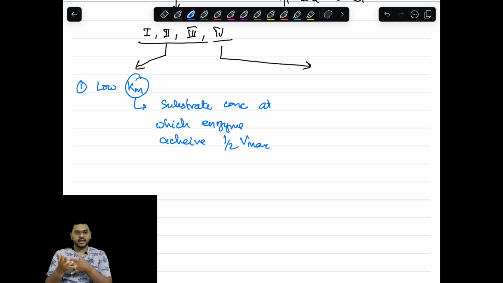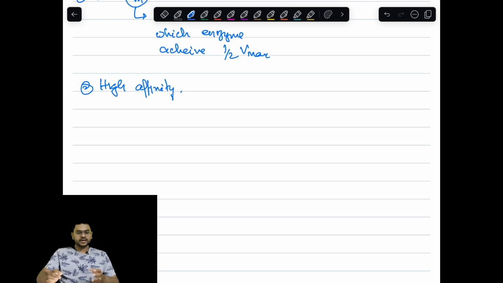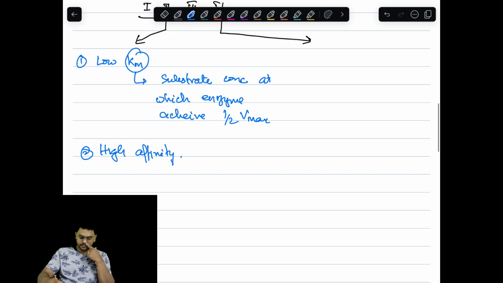And if something has a high Km, that means for it to exhibit maximum activity, it needs larger substrate concentration. We know the enzyme first needs to come and combine with its substrate, only then it would catalyze that reaction. So enzymes which have low Km are considered to have very high affinity. Low Km simply translates to high affinity. That means even when the substrate concentration is very low, they are going to bind to it, and they are going to catalyze this reaction.